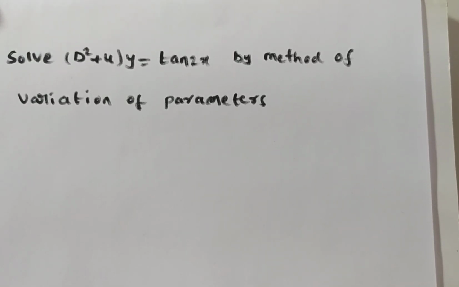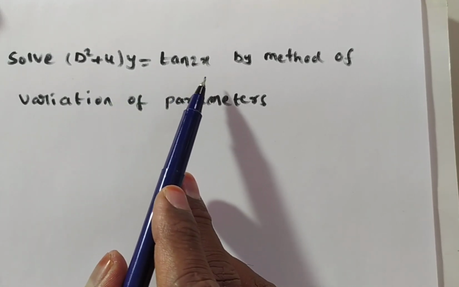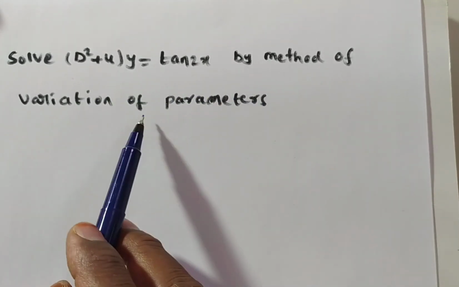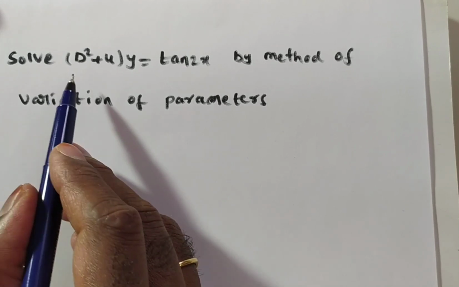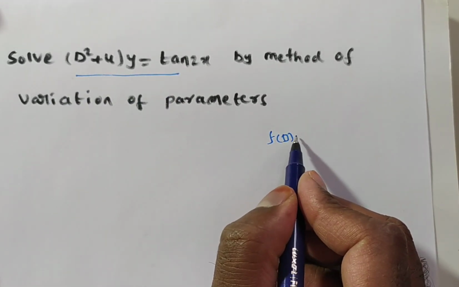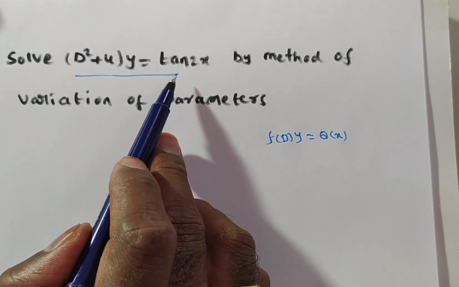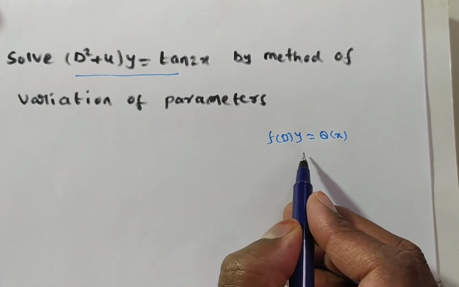Friends, the given problem is to solve (D² + 4)y = tan 2x by the method of variation of parameters. First you observe this is a higher order differential equation in the form f(D)y = Q(x). Here Q(x) is tan 2x. So for this problem, what is the solution?